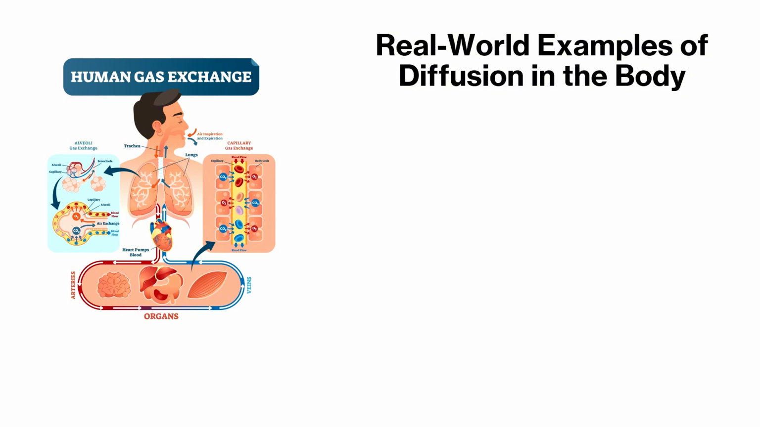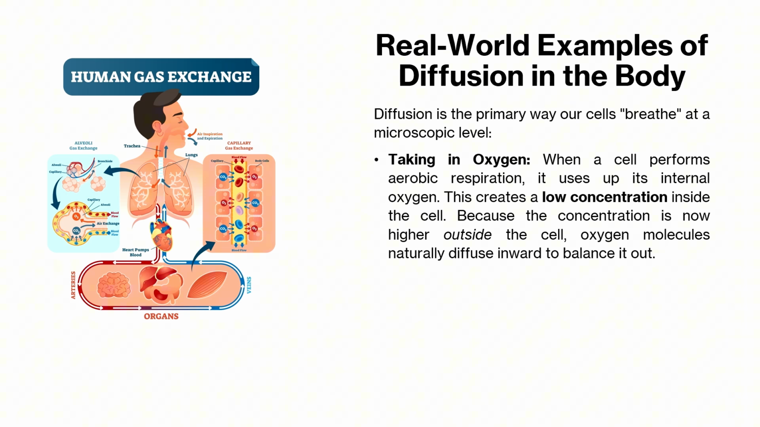Now, to wrap up our look at diffusion, let's see it in action inside your own body. Diffusion is essentially the way your cells breathe at a microscopic level. First of all, let's look at taking in oxygen. Every second, your cells are performing aerobic respiration, and this process uses up oxygen to create energy.